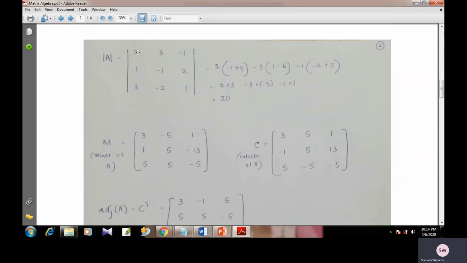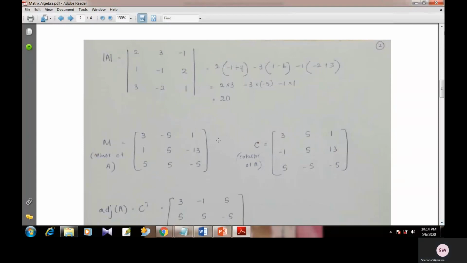Minor of 2 is: you eliminate the first row and the first column, the corresponding row and the corresponding column, and then take the determinant of the remaining 2 by 2 matrix. The determinant of this 2 by 2 matrix is equal to 3. So likewise, you can find the minor of 3 and write it in the place of 3. Find the minor of minus 1 and write it in the place of minus 1. So this is called the minor of A.